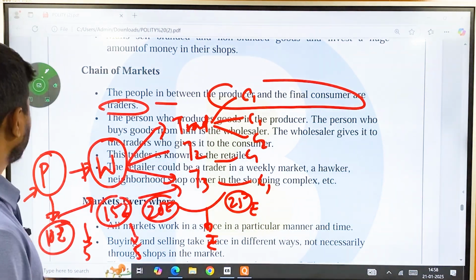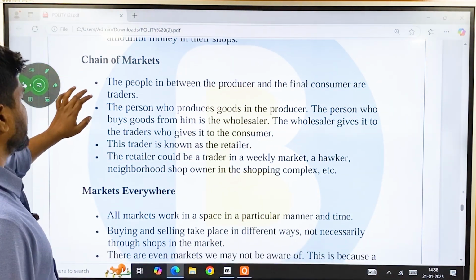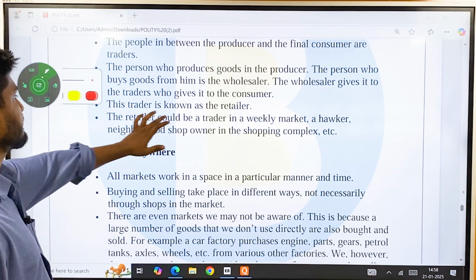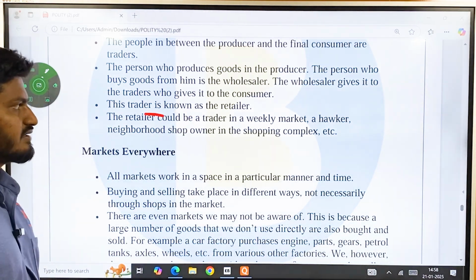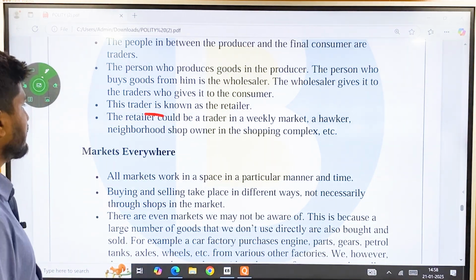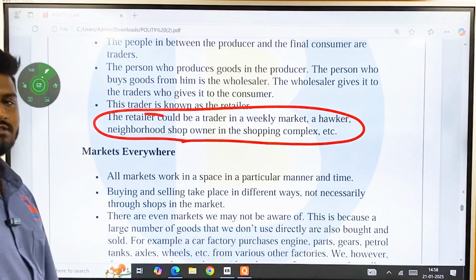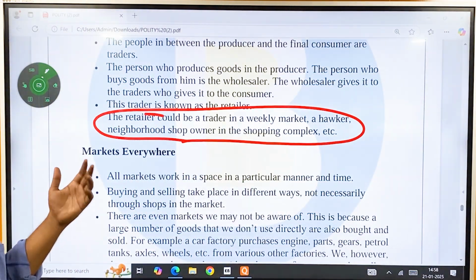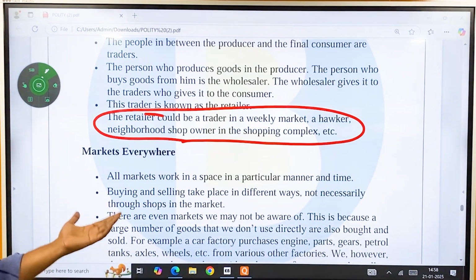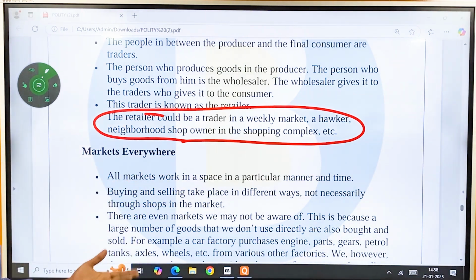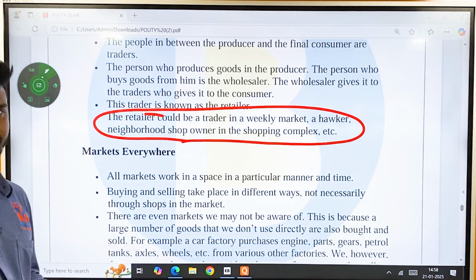Okay, then this trader is known as a retailer. The retailer could be a trader in a weekly market, a hawker, or a neighborhood shop owner in the shopping complexes. These retailers buy from the wholesalers, who buy from the producers themselves. Then the retailer buys them and sells them in their own smaller shops.